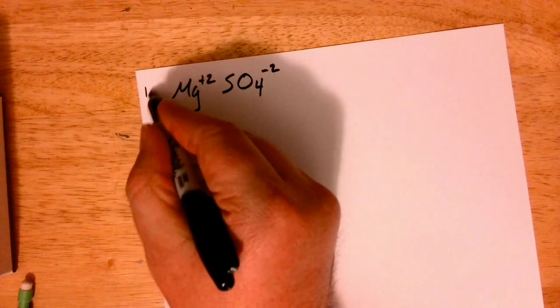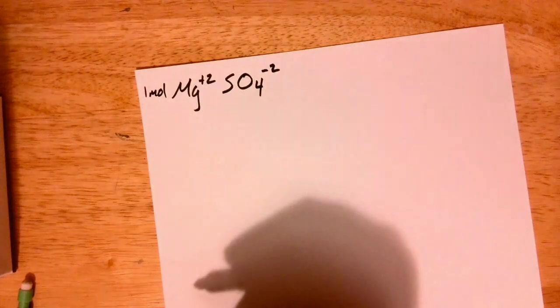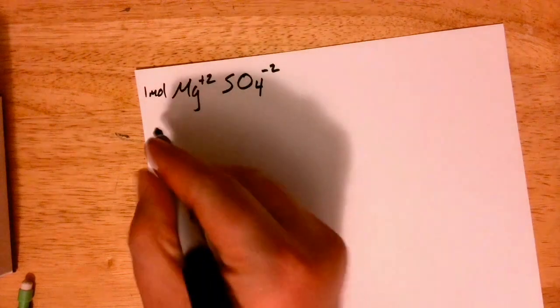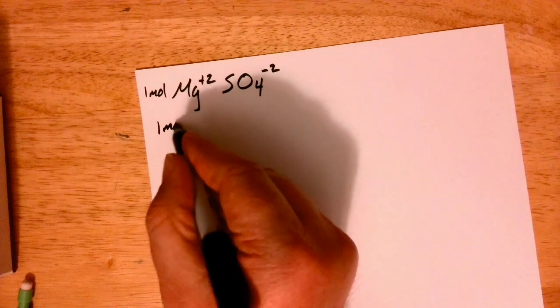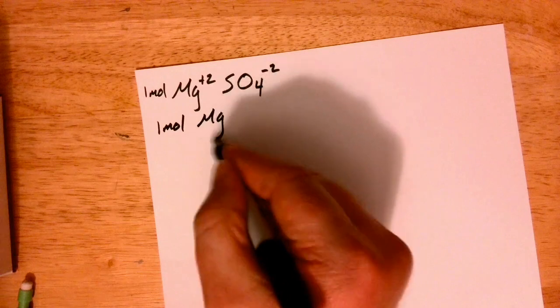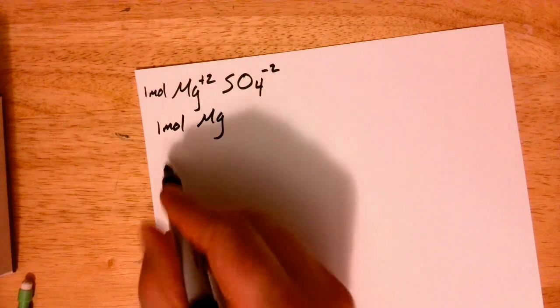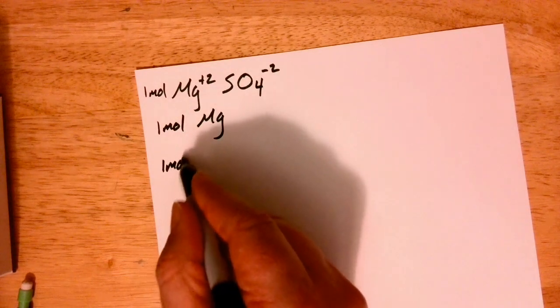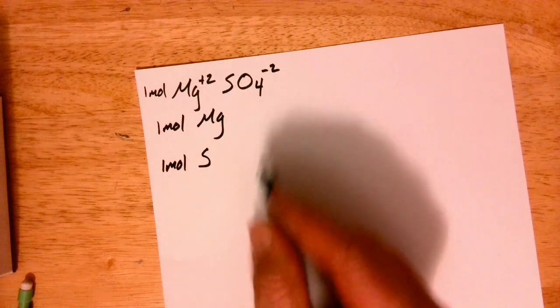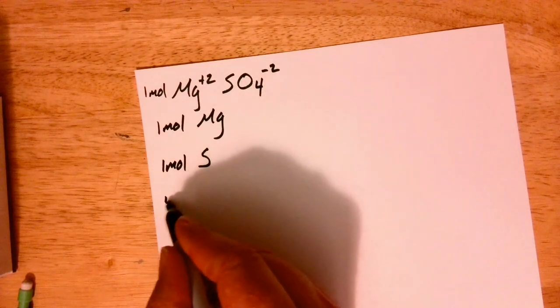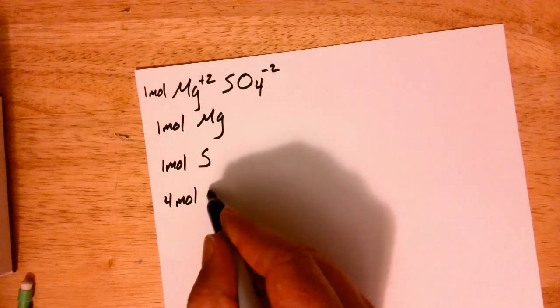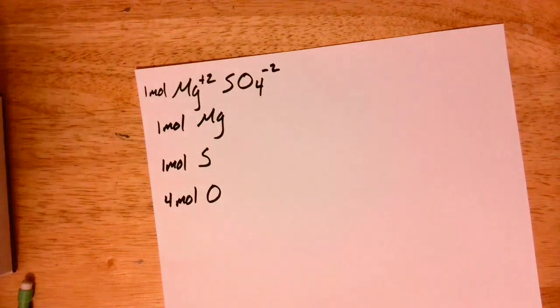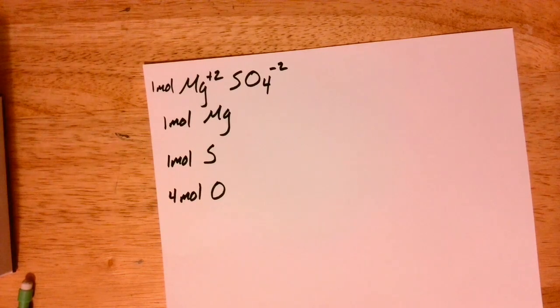So if you have 1 mole of magnesium sulfate, you're going to have 1 mole of magnesium. You're going to have 1 mole of sulfur. You're going to have 4 moles of oxygen. So go ahead and work this one out.